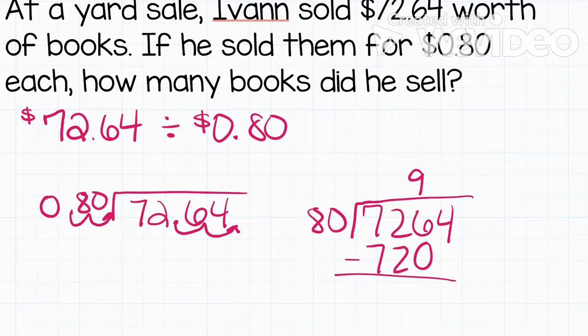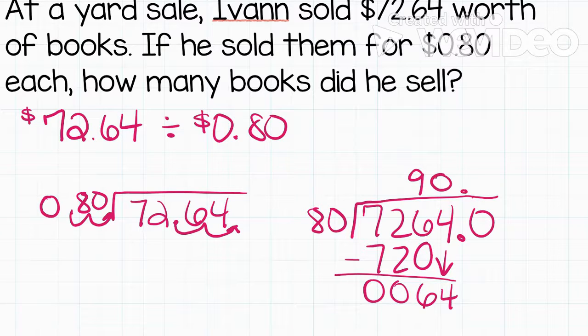And I'm going to do some math. I know that 8 times 9 is 72. Bring down my 4. Can I do 1? No, I can't. It's too small, so I have to add a decimal and a 0, add a decimal in my dividend, put a decimal in my quotient as well. Bring down my 0. I know that 8 times 8 is 64, so 80 times 8, yep, 640.